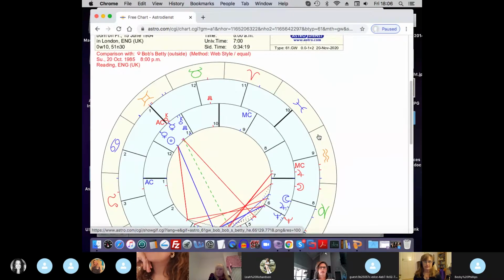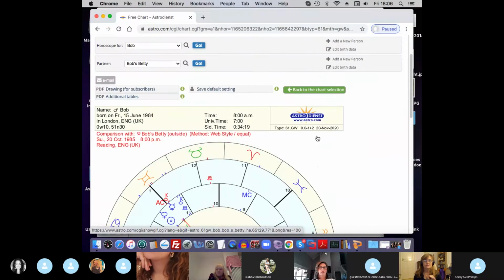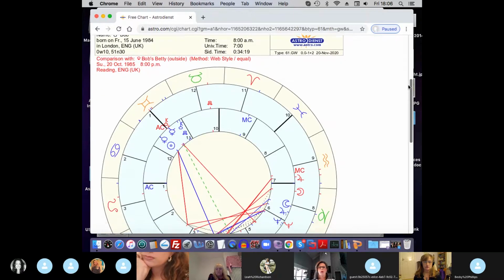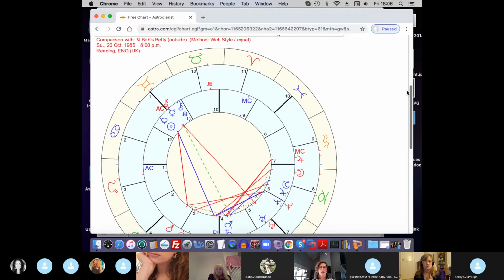So that's just a quick skip. Go to astro.com to make the synastry chart. I'm not going to go through the analysis of this particular combo because it was a completely invented one. So these people don't actually exist, so it's pointless me talking about something that doesn't exist. That's just to show you the method.